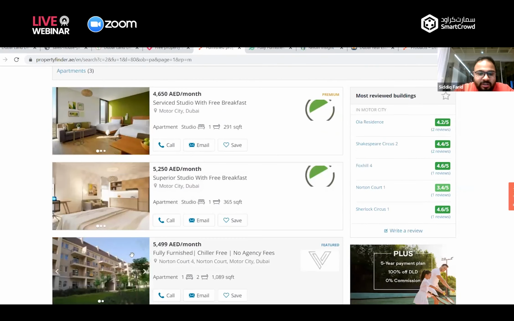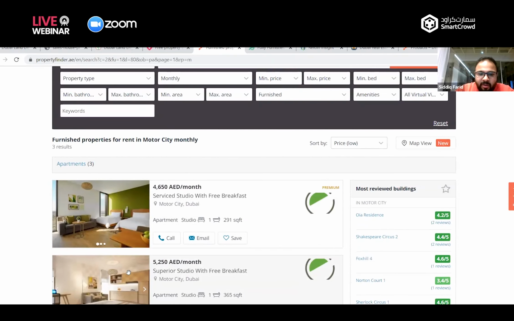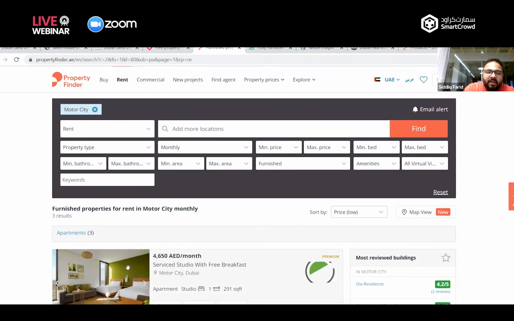Because in Motor City, there's only 3 furnished on a monthly basis. So there's not a lot of demand for people to live in that sort of lifestyle in Motor City, but that might very well be true for some other areas. What this does is allow you to get a sense of what the return potential of that property is in that particular area. Once you have this, then you've got to do a further deep dive, right?